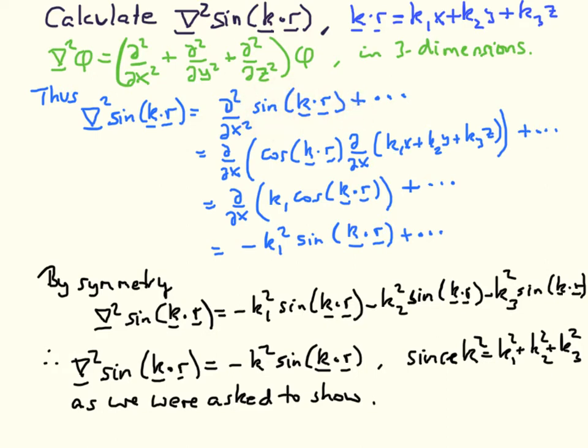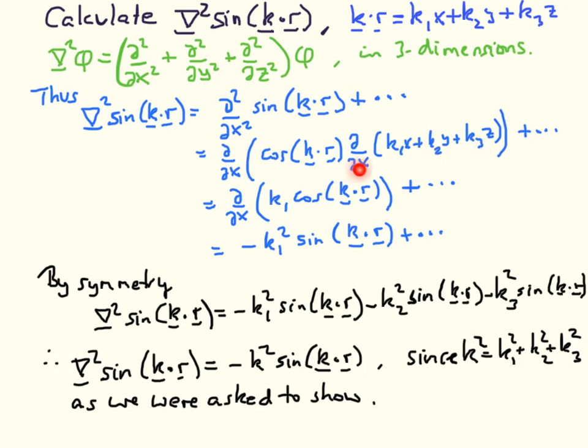The derivative of sine is cosine with the unchanged argument, and then we use the chain rule, so we multiply by the derivative with respect to x of the argument. We have the argument here, this is what we're differentiating, and the derivative on this is going to give us k1 plus 0 plus 0.